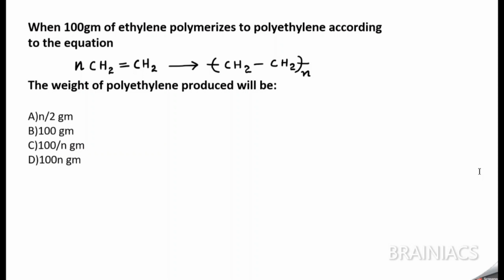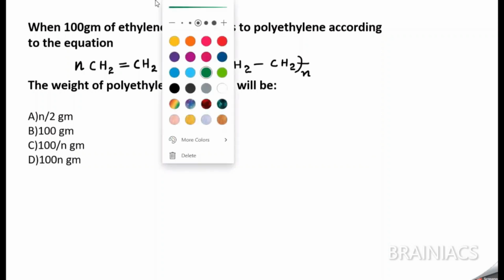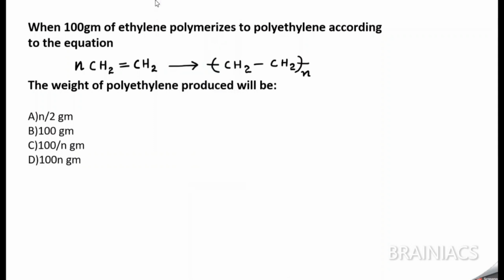When 100 gram of ethylene polymerizes to polyethylene according to the equation, the weight of polyethylene produced will be. What is the first understanding of this question? You could understand that n mole of ethylene was there. So it polymerizes to form CH2 CH2, that double bond got converted to single bond, having n molecules.